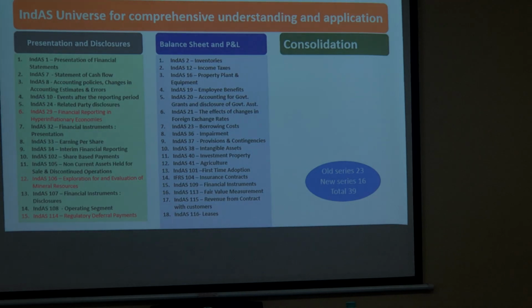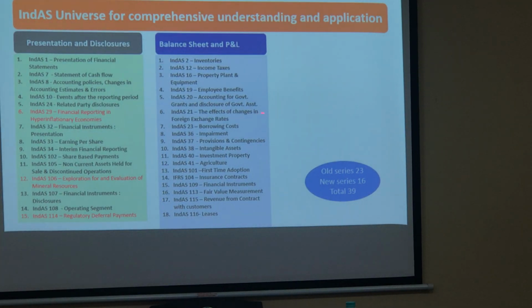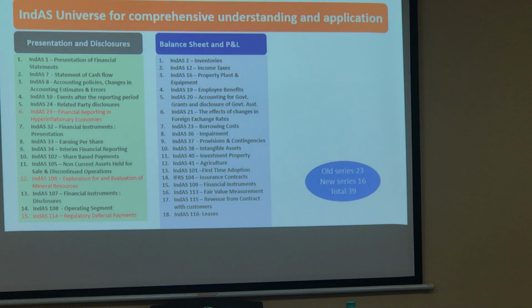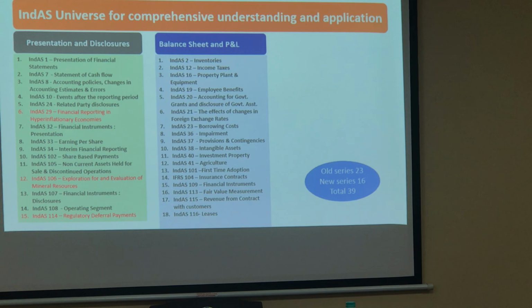And that is your IndAS 21 about the effects of changes in foreign currency. Then you got IndAS 23, which is about borrowing cost. Can somebody give me some idea as to what this IndAS 23, which is on borrowing cost, is all about and why? Anyone?